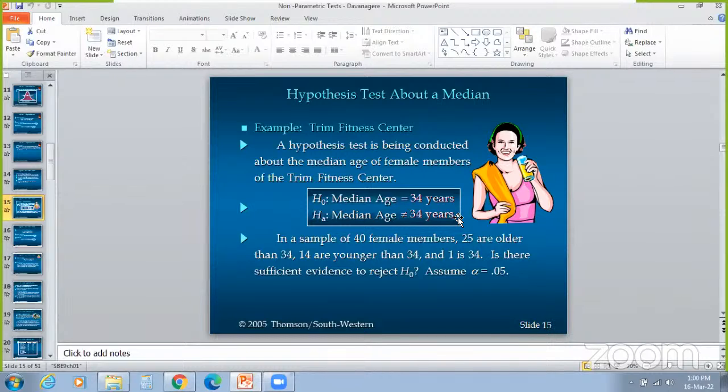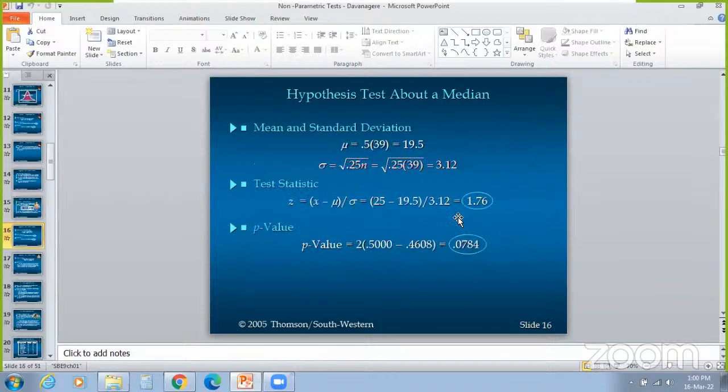Though age is a quantitative variable, you are taking the median of that. Hence, you cannot use a parametric test, so you are using a nonparametric test. It is called the median test. For this purpose, the process is, for example, 40 females have been selected. 25 are older than 34 years, 14 are younger than 34 years, and one is exactly 34. You have to omit that 34, as we noted earlier.